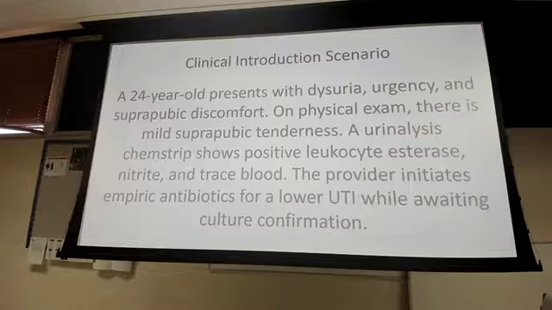Okay. So here's our clinical introduction scenario. A 24-year-old presents with dysuria, urgency, and suprapubic discomfort. On physical exam, there is mild suprapubic tenderness. A urinalysis chem strip shows positive leukocyte esterase. What is that? Good. Nitrite. What's that? Very good. And trace blood. The provider initiates empiric antibiotics for a lower UTI, which is what? Urinary tract infection, while awaiting culture confirmation.